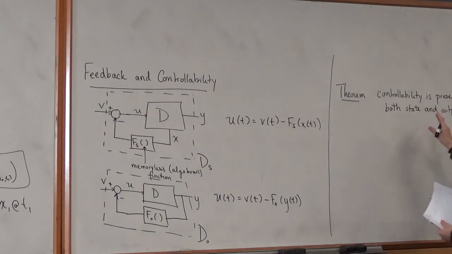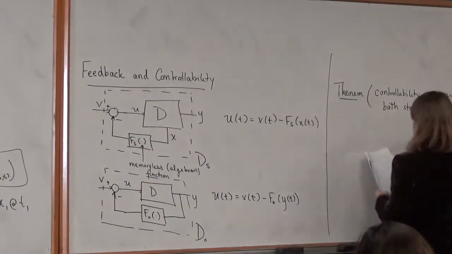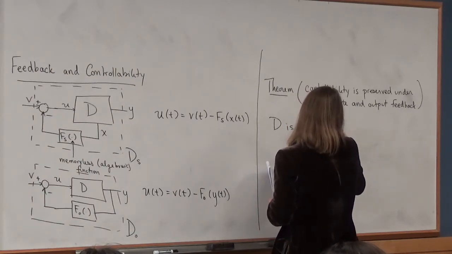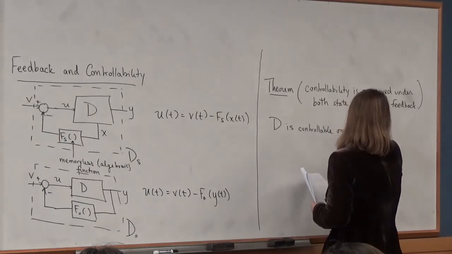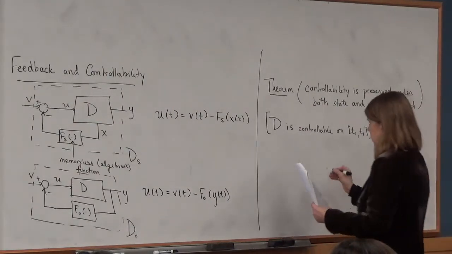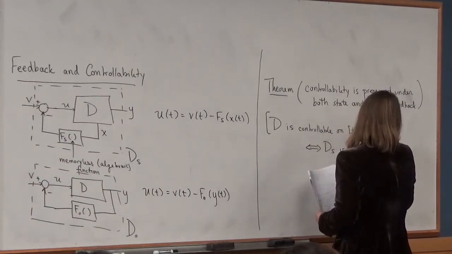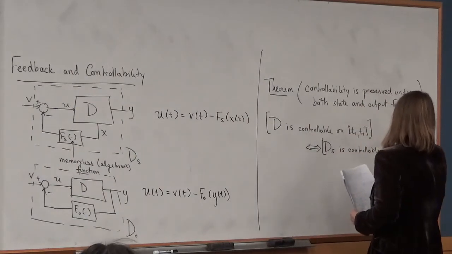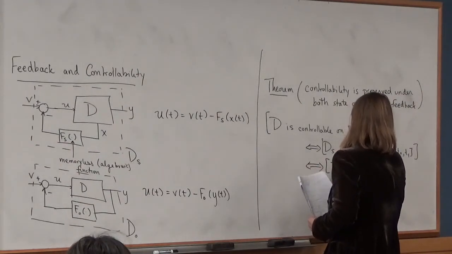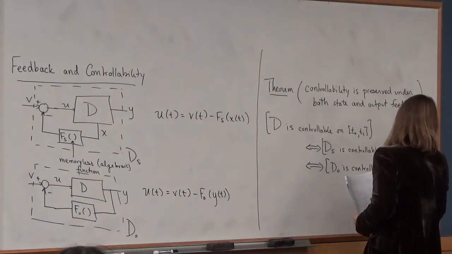That's what we say in words, but a little more formally, the theorem: D is controllable, our original system before we added any feedback, on the time interval t0 to t1, is equivalent to saying that Ds is controllable. So the theorem works both ways: Ds is controllable if and only if D is controllable. And similarly for the output feedback case, Dout is controllable on t0 to t1.